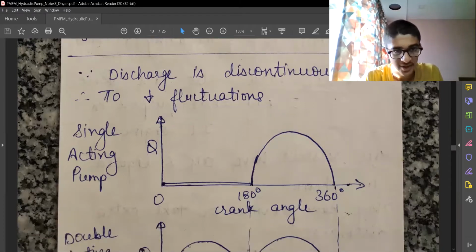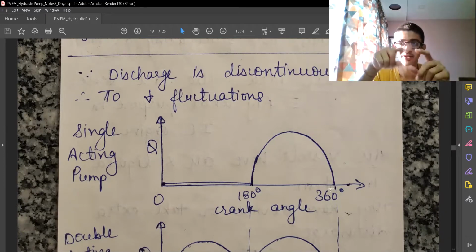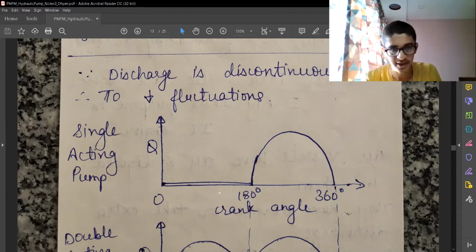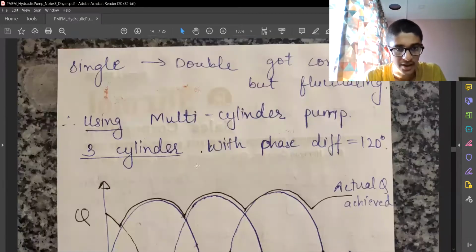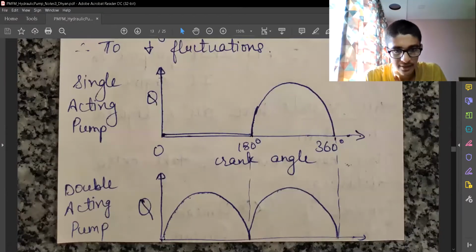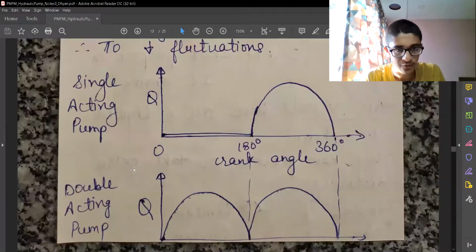So this is how a single acting pump's flow rate changes are seen with respect to crank angle from 0 to 360 degrees. As it rotates, this is how the flow rate changes. This is the suction stroke, this is the delivery stroke, and in the delivery stroke we have a sinusoidal curve. But if we have a double acting pump, where in one suction stroke one side gives the delivery and in the other suction stroke the other side gives the delivery, then in both the half cycles we have a positive flow rate.